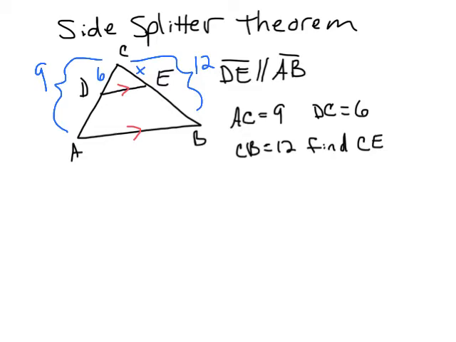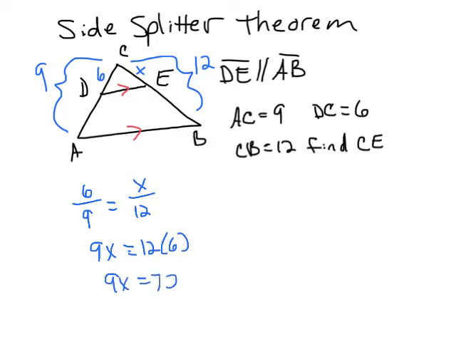Well, you can just see from the diagram how to set up the proportion, because you have the top to the whole side equal to the top to the whole side. So this is fairly straightforward. We can say 6 over 9 is equal to x over 12. So 9 times x is equal to 12 times 6, which means 9x is 72, and CE, which is x, is going to have a value of 8.